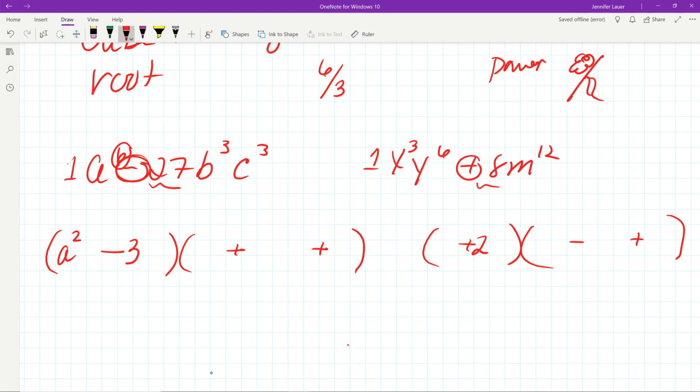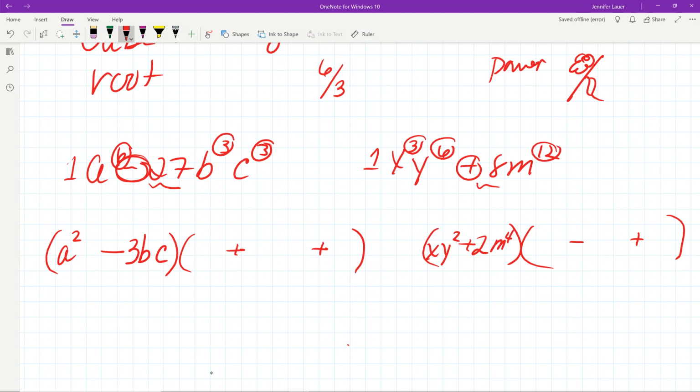I love math. Anyway, so look at this one. 3 divided by 3 is 1. 3 divided by 3 is 1. Okay, now let's go over here. So 3 divided by 3 is 1. 6 divided by 3 is 2. And 12 divided by 3 is 4.